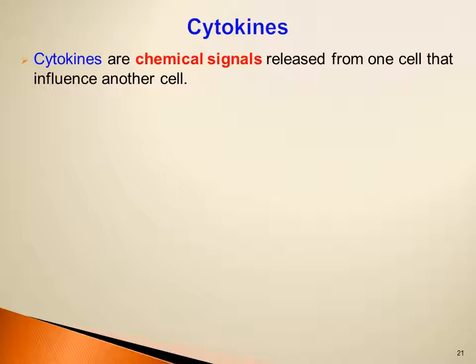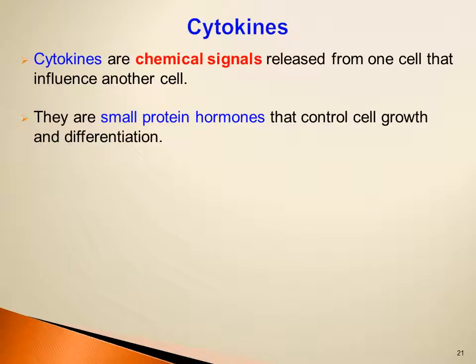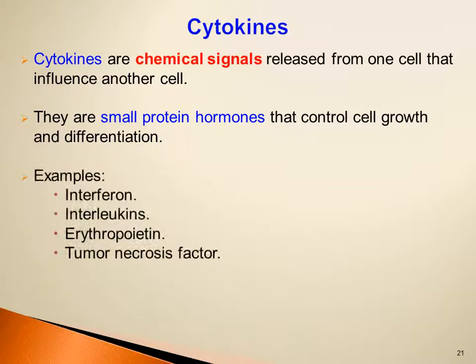Cytokines. We mentioned the word cytokines in the previous slide. So what are the cytokines? Cytokines are chemical signals or chemical molecules that are released from one cell and influence another cell. They are small protein hormones that control cell growth and differentiation. Examples of cytokines that you will encounter in different courses in phase 2, inshallah, are interferon, interleukins, erythropoietin, and tumor necrosis factor.